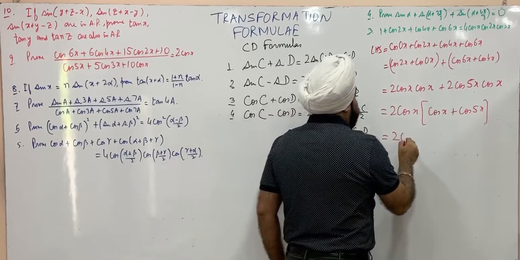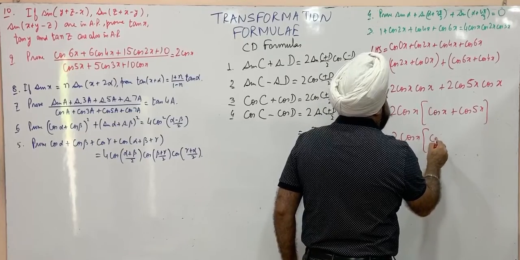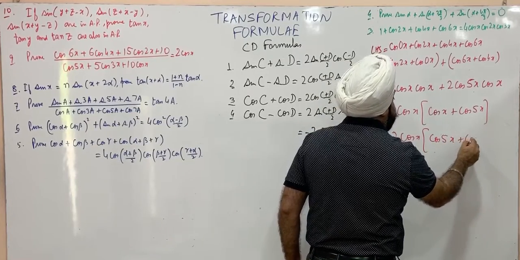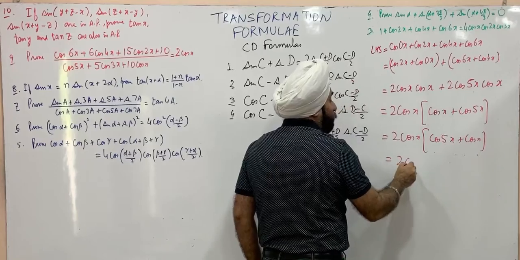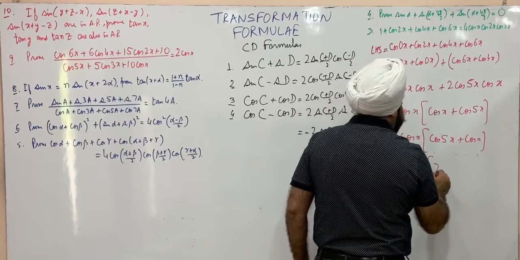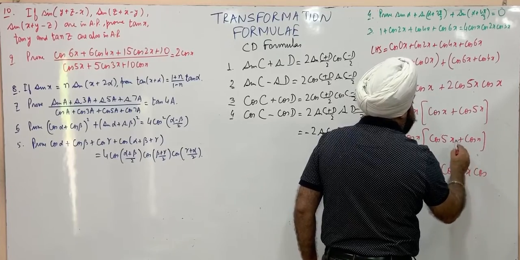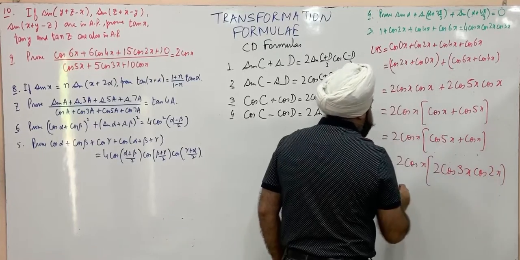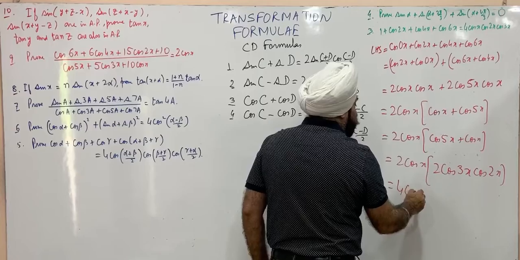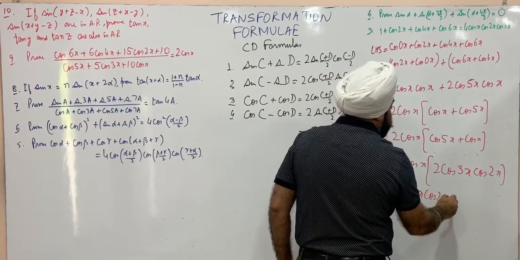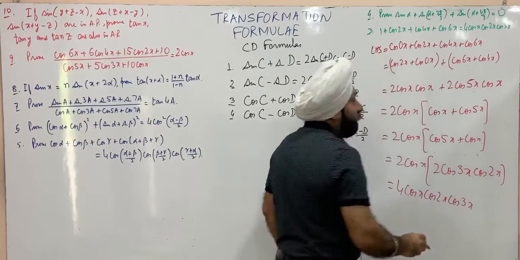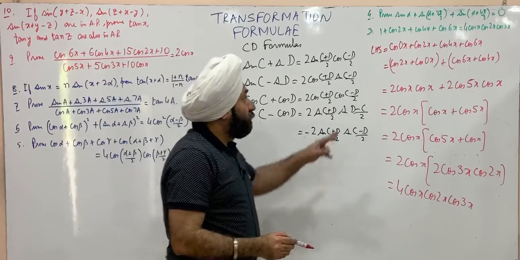This is 2 cos of x. Let's write cos 5x plus cos of x. This is 2 cos x into 2 cos of (C plus D) by 2 into cos of (C minus D) by 2. That's 4 cos of x into cos of 2x into cos of 3x. This is what we wanted to prove.